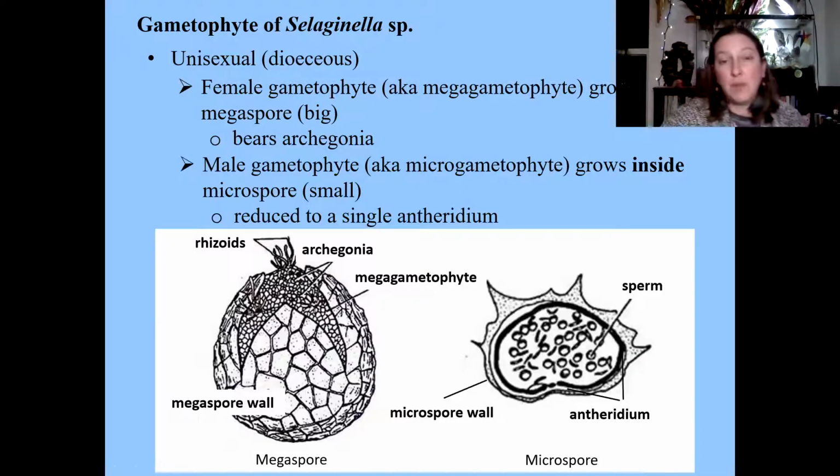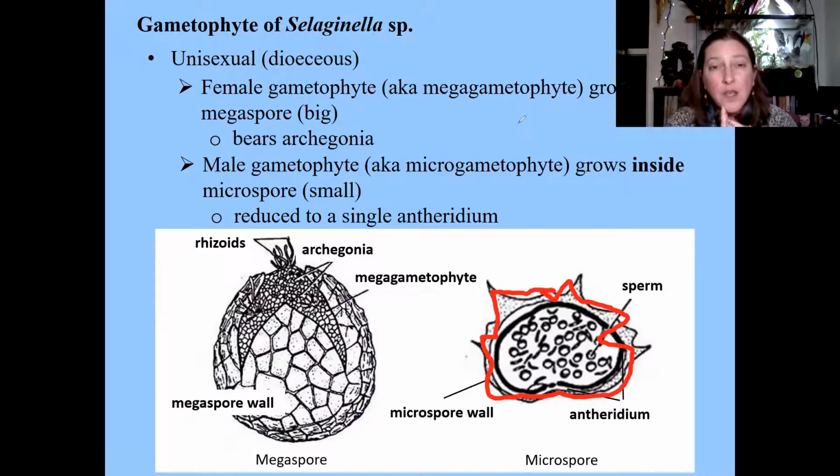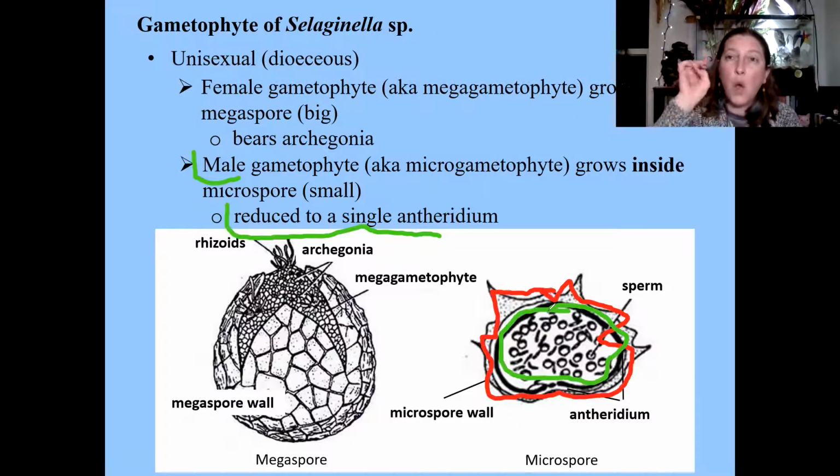If you look at the male gametophyte plant, it grows inside of the microspore wall. So this stuff on the outside is a microspore wall. On the inside, you have the male sex organs, but microspores are so small, you can't really fit that much in them. And so what has happened is the entire male gametophyte plant has now been reduced to one antheridium. So inside of a microspore is one antheridium, and that's it.